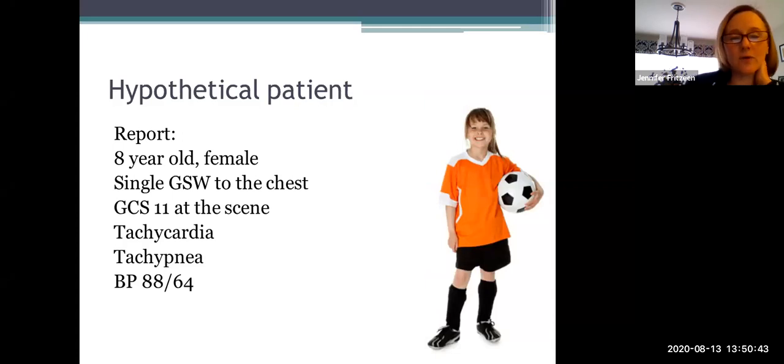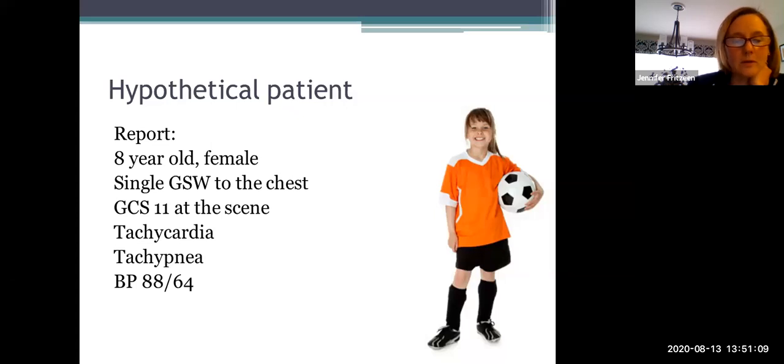I just kind of want to take a few minutes and go through a hypothetical patient. This is an 8-year-old female. We get report that she is coming in with a single gunshot wound to the chest. Her GCS is 11 at the scene. She's tachycardic, she's tachypneic, and her reported blood pressure was 88/64.